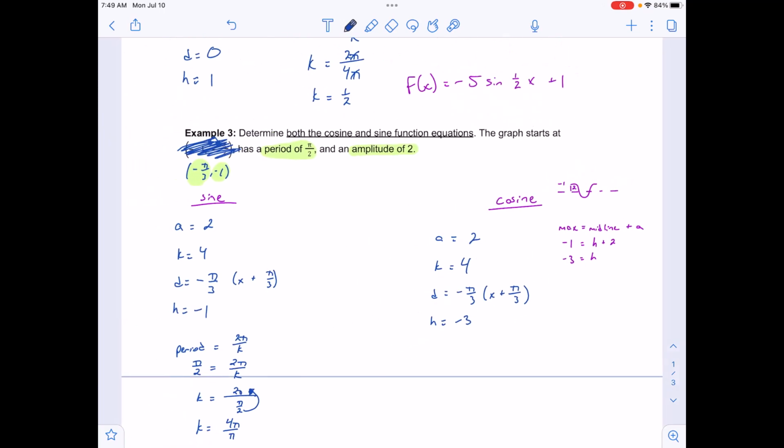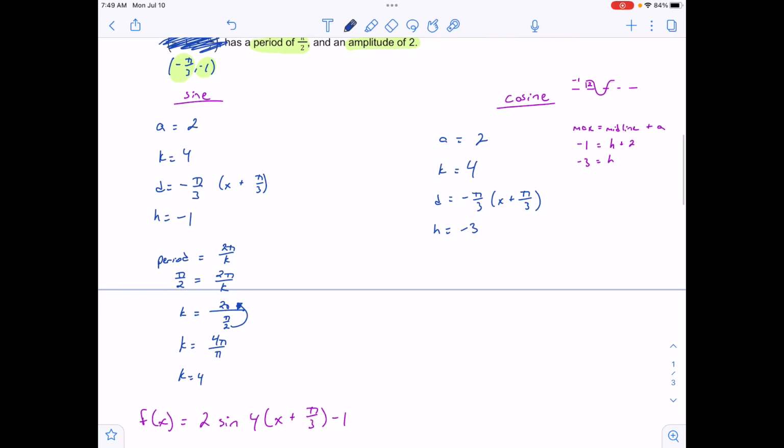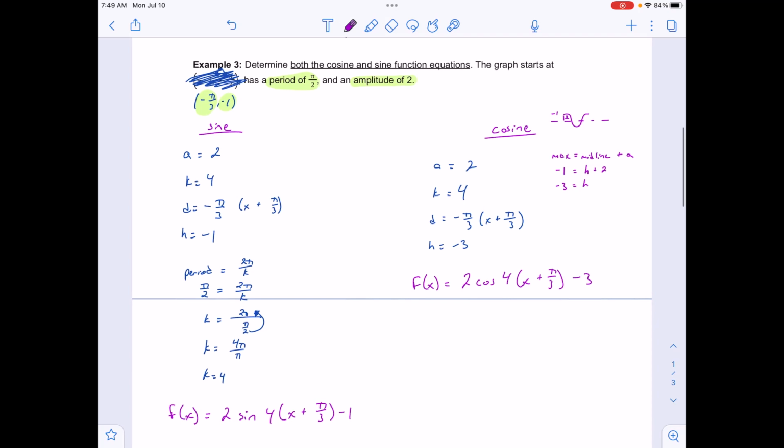That's really going to be the only difference between the sine and cosine functions: the h value, and it's simply because of the nature of the function and what it means when we say starting at. Okay, let's conclude here by writing our function out. f of x is equal to 2 cosine of 4 x plus pi over 3, and then this time I'll take away 3. Okay, so to recap, you just look at the clues that you've been given in the equation. Remember that you're looking for 4 values, a, k, d, and h, and see if you can piece them together, knowing what you know about transformations of trigonometric functions. Great work, everybody!